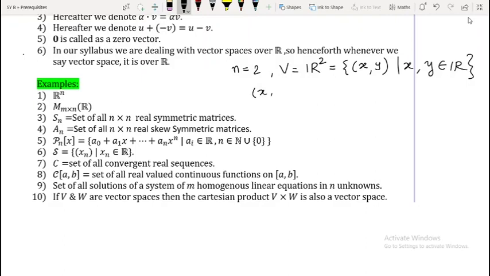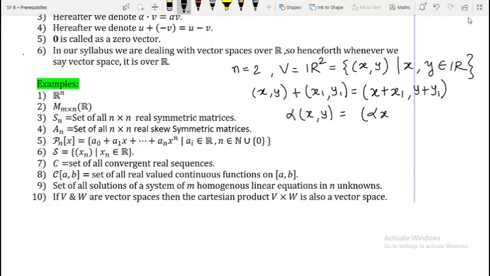So how is addition defined on R2? If I take two elements of R2, the first element I will call (x, y) and the second element I will call (x1, y1). So addition is defined component wise. It means it is (x plus x1, y plus y1). Next, scalar multiplication is defined as alpha (x, y) equals (alpha x, alpha y). In this way addition and scalar multiplication are defined on R2.